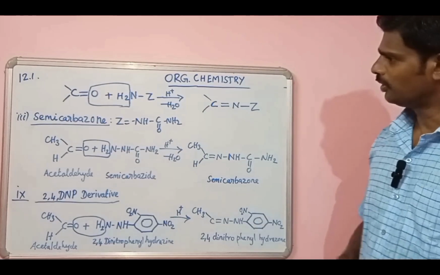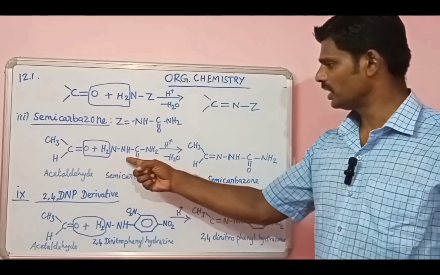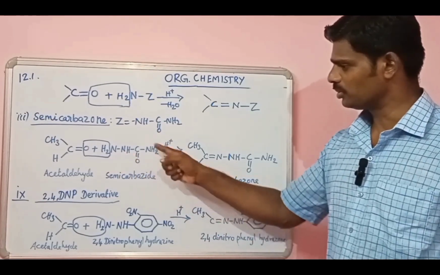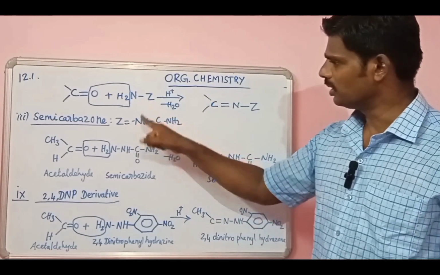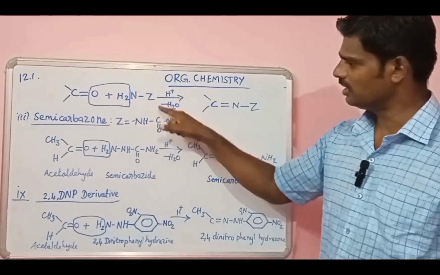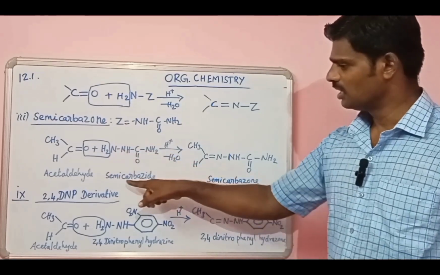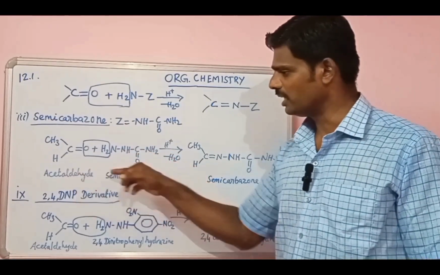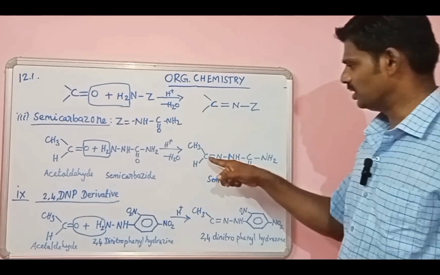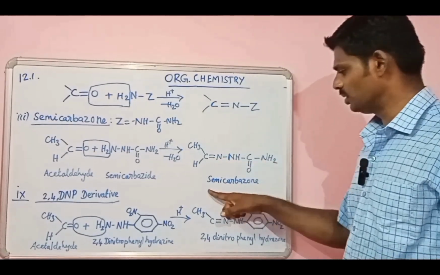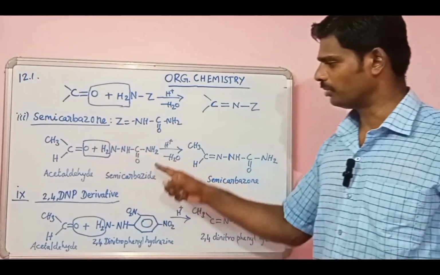Semicarbazone. To form a semicarbazone, we need semicarbazide. Semicarbazide means NH2NHCONH2. It is an amide. So instead of Z in this one, we have NHCONH2. So NH2NHCONH2 is semicarbazide. It reacts with acetaldehyde to form semicarbazone. So this arrangement, C double bond N and NHCONH2, is semicarbazone. Water leaves from here.